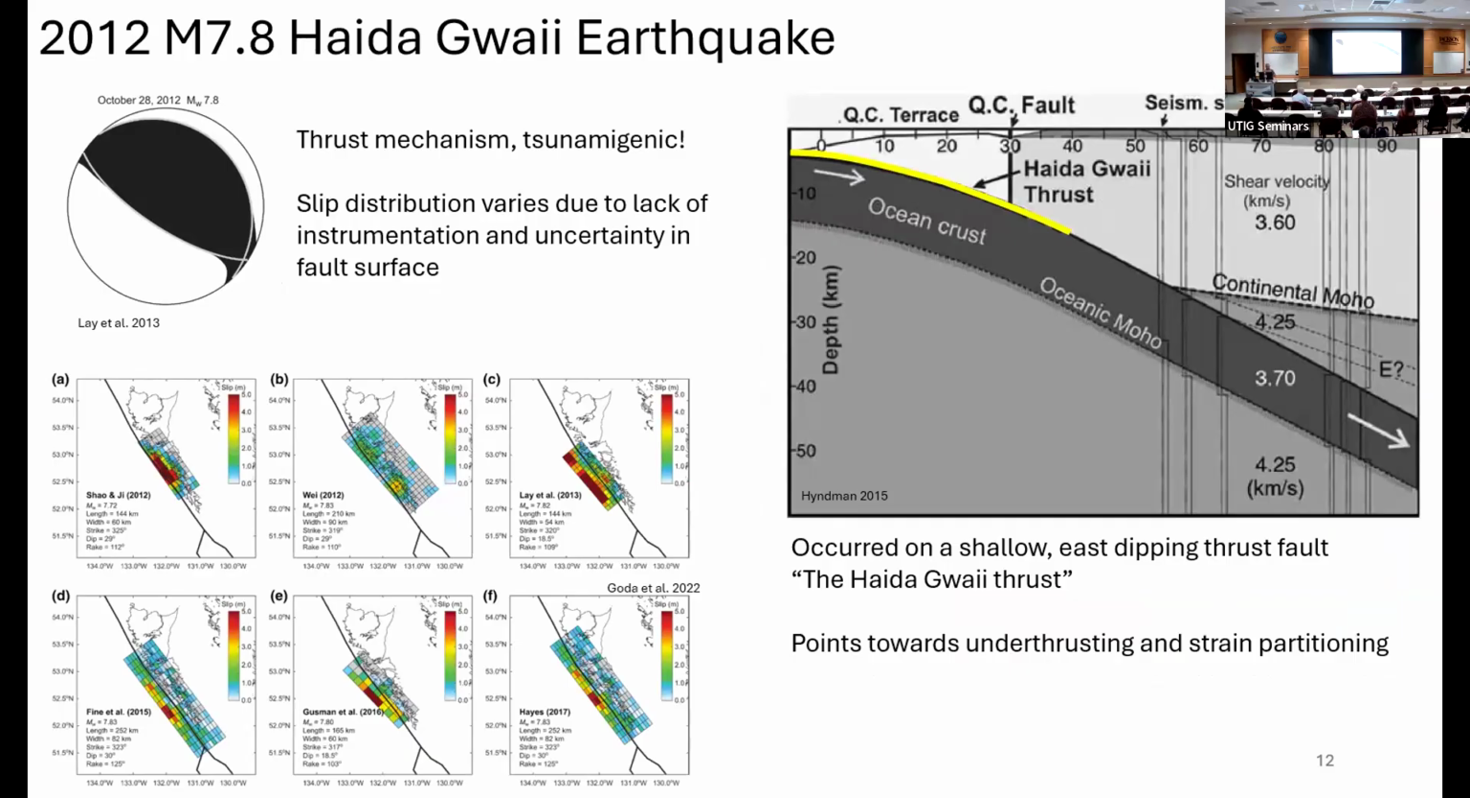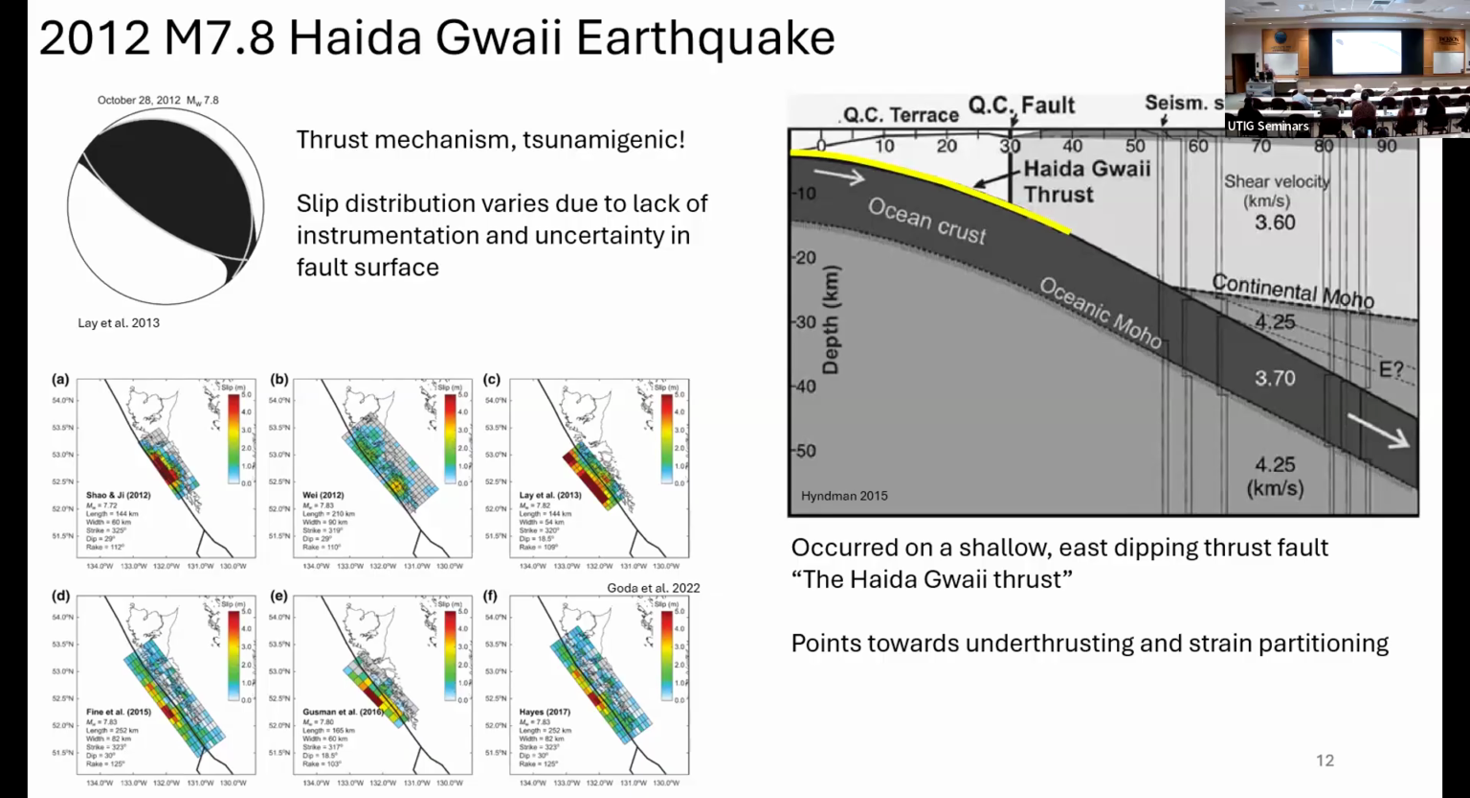And for this earthquake, there's a lot of uncertainty in the slip distribution because this region is very remote. It has a lack of instrumentation, and there's a lot of uncertainty in what the surface of the fault that actually ruptured in this earthquake is. So this is a summary paper of a bunch of different earthquake models for that 2012 event. And you can see that slip ranges from being entirely beneath Haida Gwaii to almost entirely beneath the Queen Charlotte Terrace on the Pacific plate. The faults are parameterized in a variety of ways, and each of these source models equally well explains the 2012 earthquake.